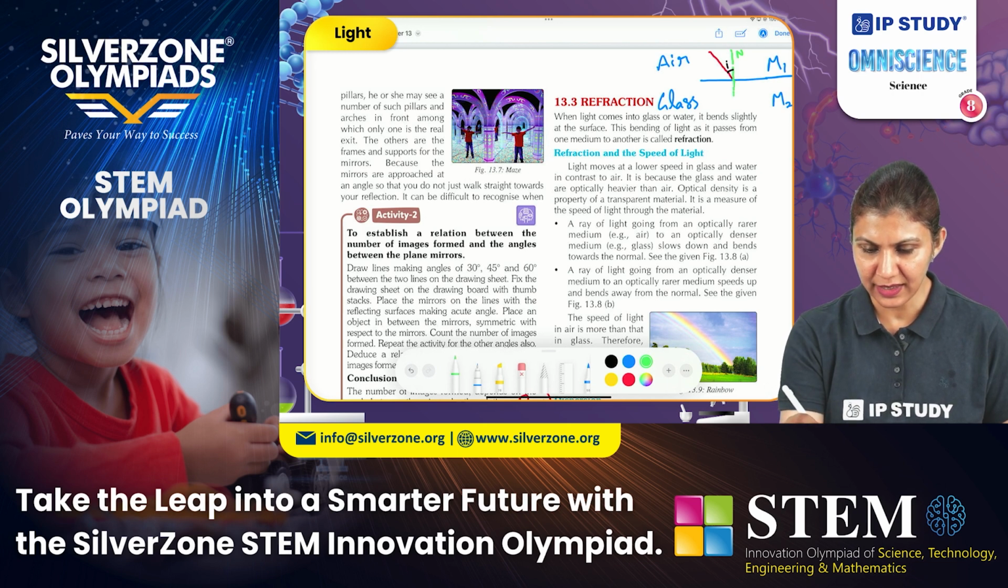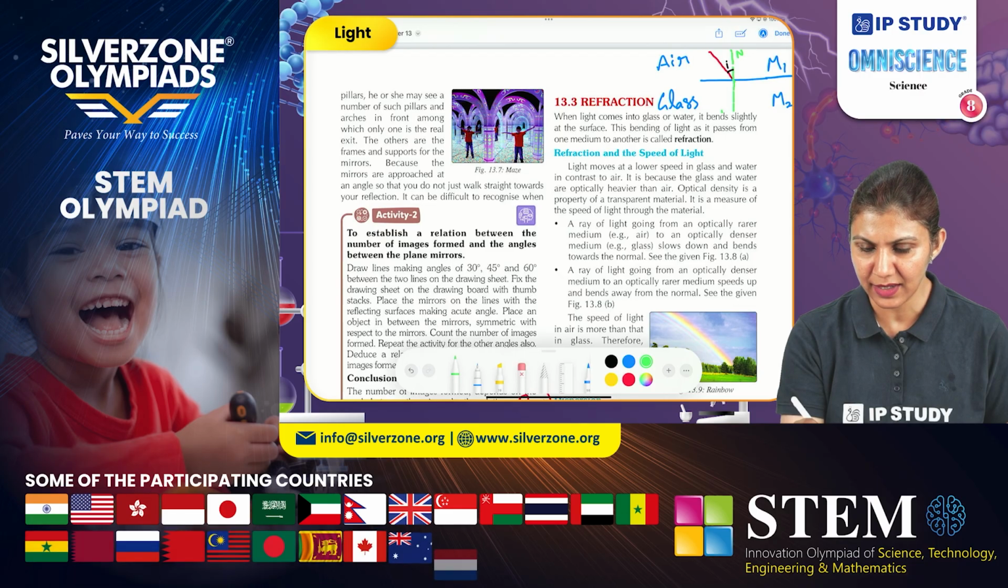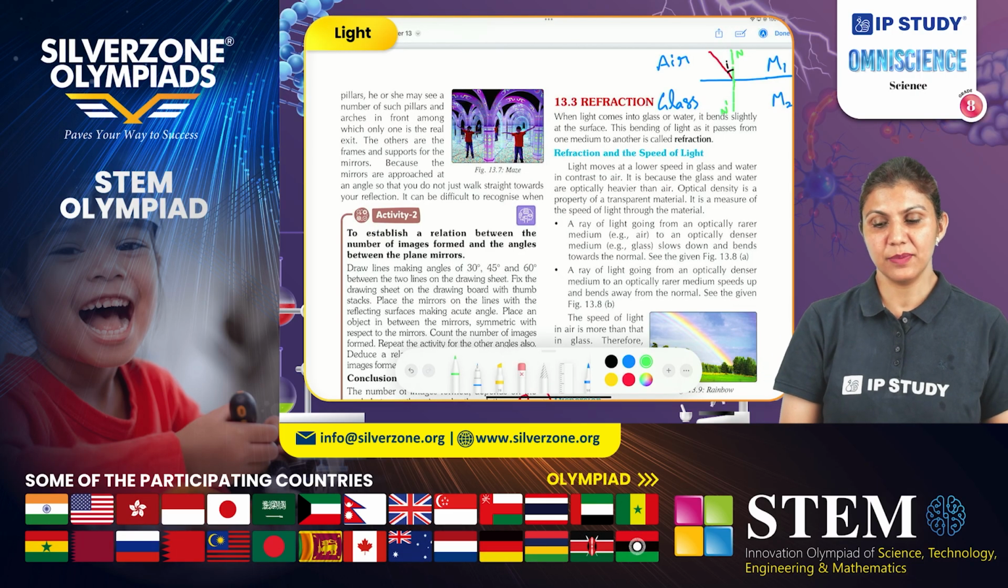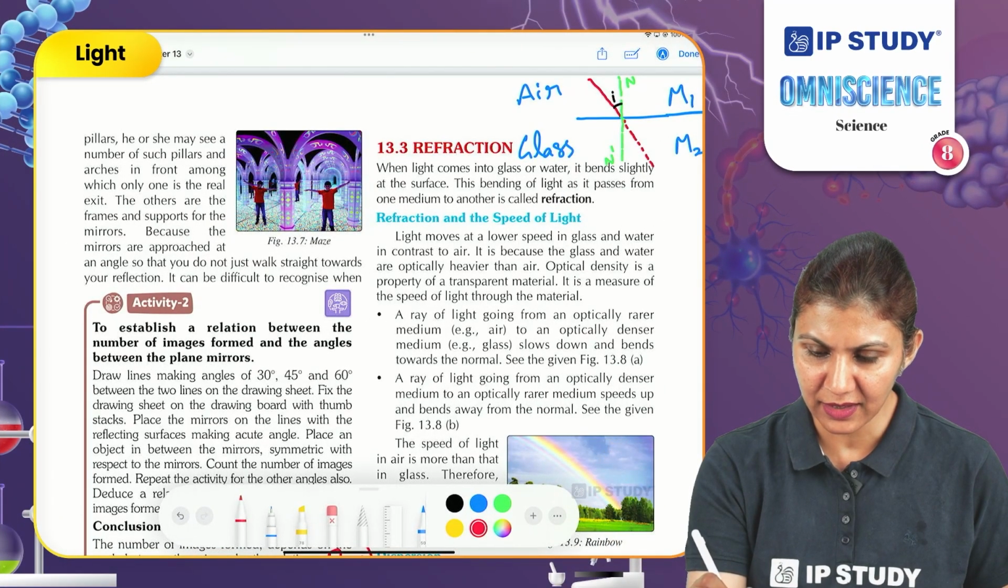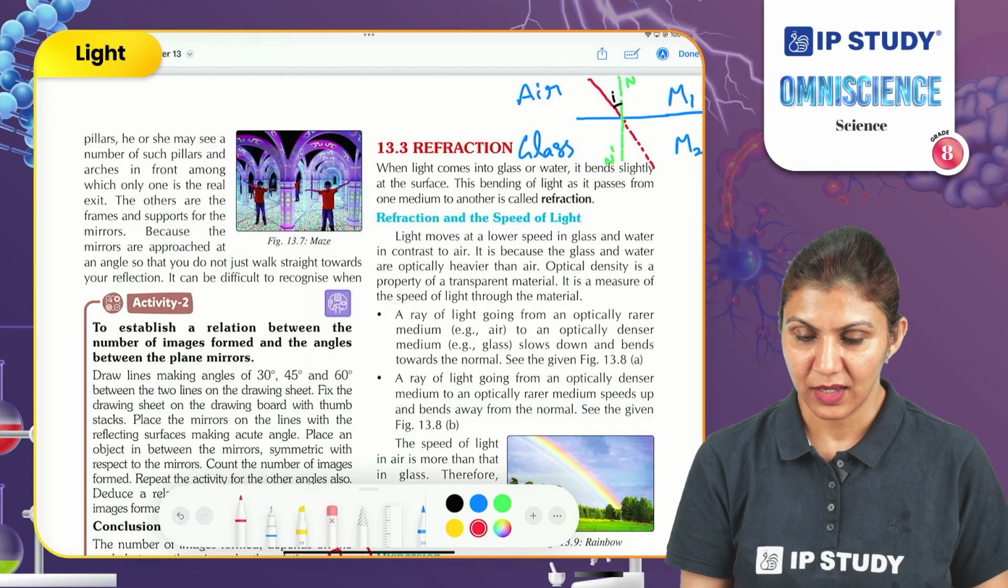Now extend this normal on the other side in the second medium. Let's label it as N dash. Now what happens? We assume that the light ray should travel this path after entering the second medium, but this does not happen. What happens?